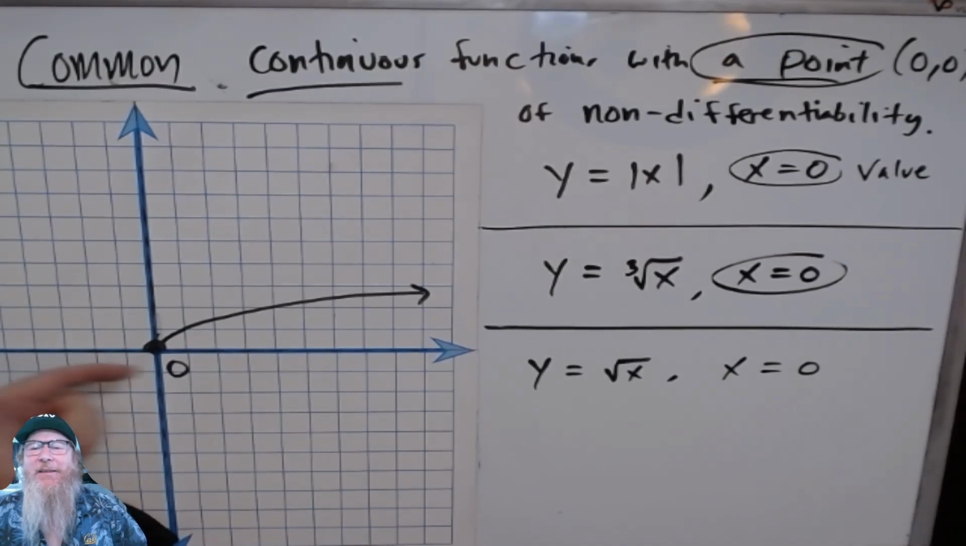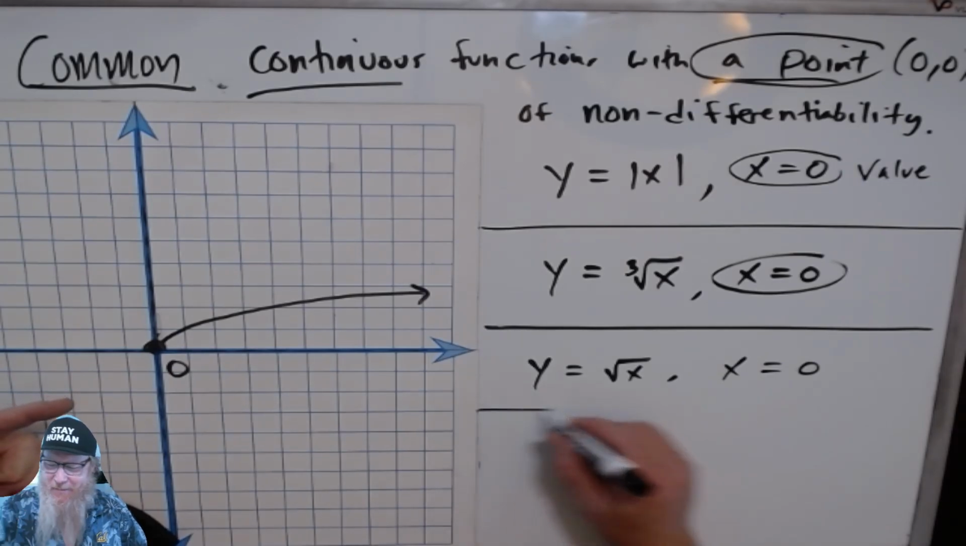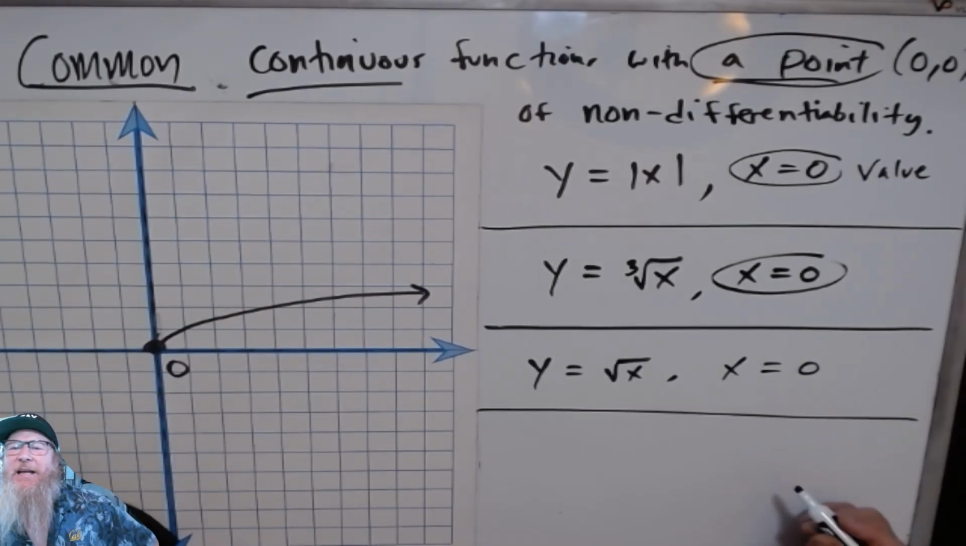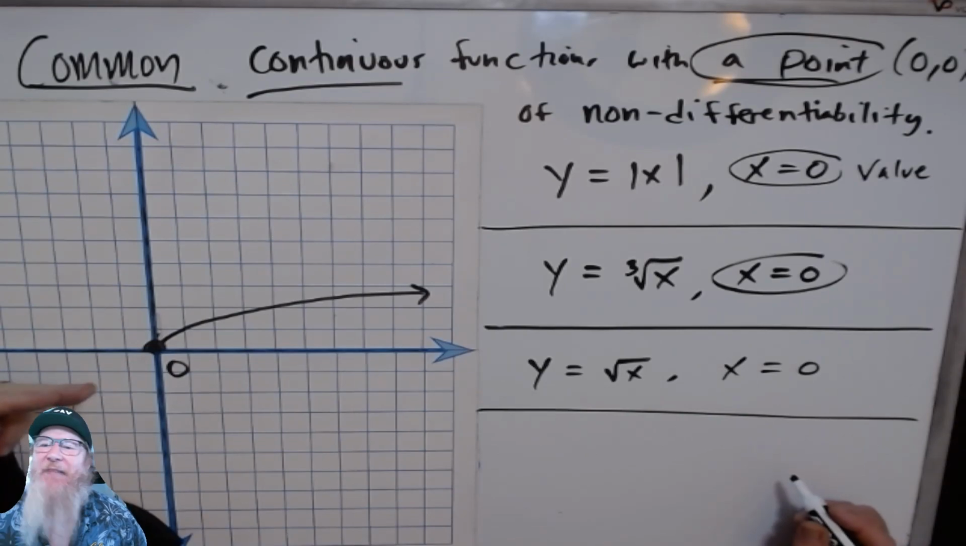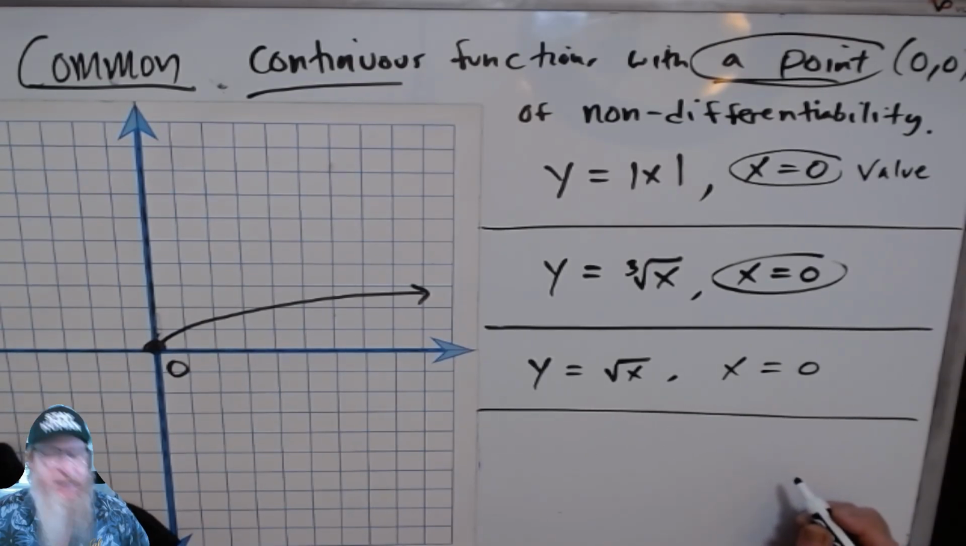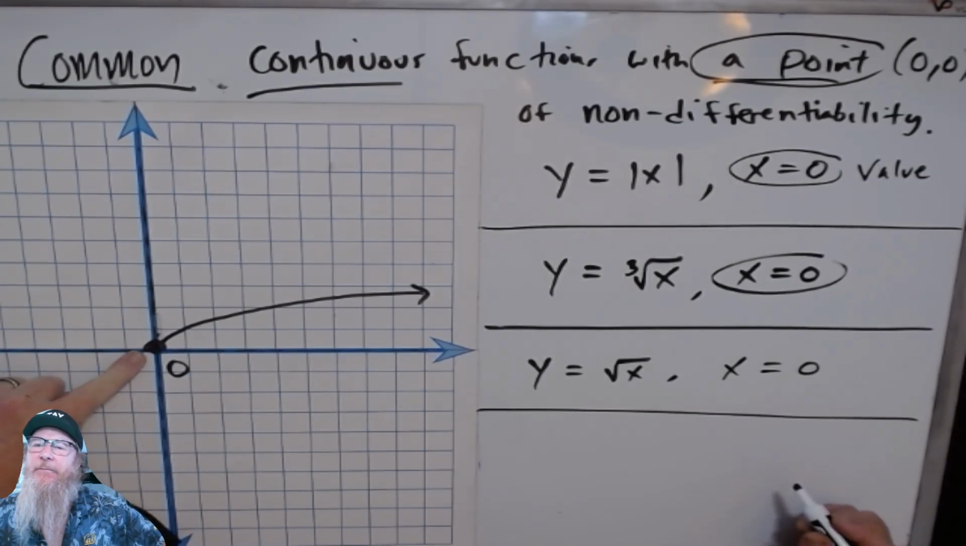One of the reasons why the square root graph is troublesome, because it is a pretty simple graph to draw, is you can't take the limit from the left because it's cut off. It's terminal right there.